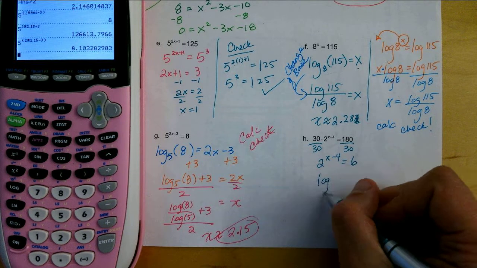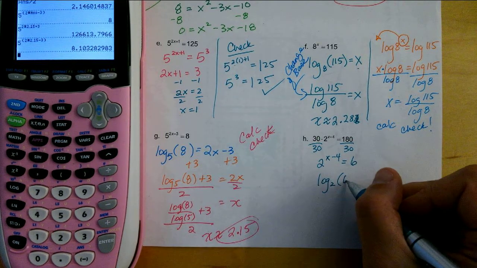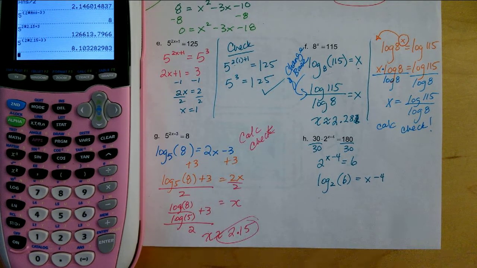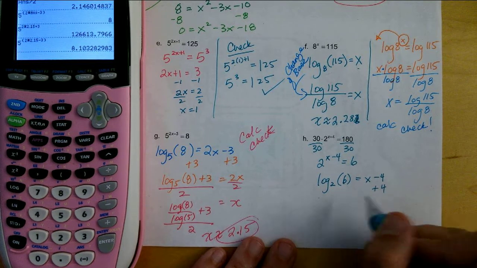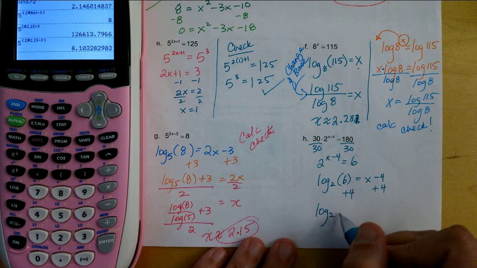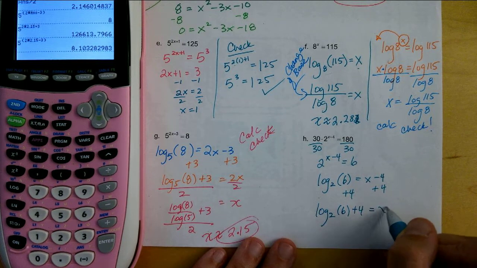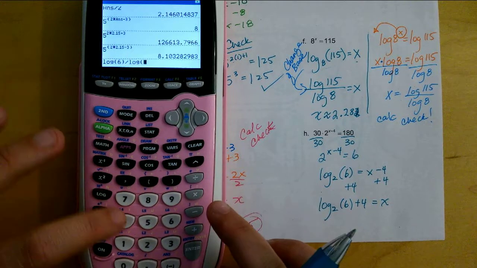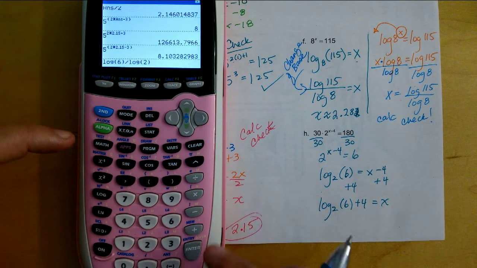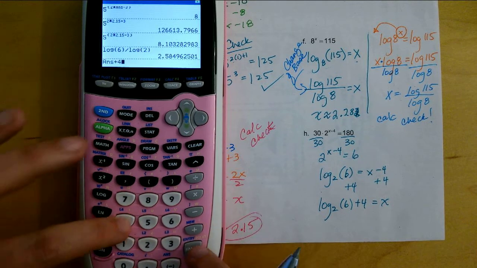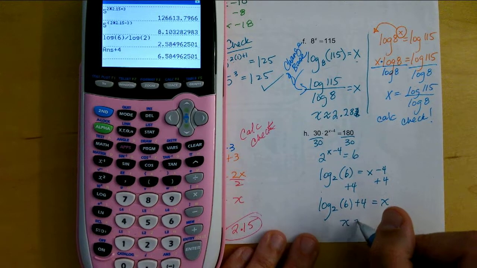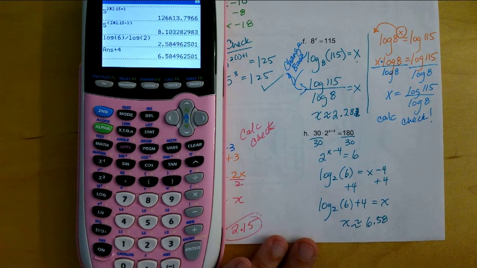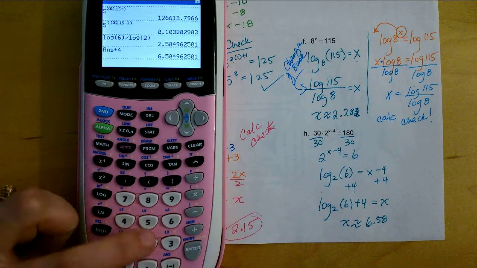Yeah, log base 2 of 6 equals x minus 4. Good. What do I do to both sides to get x by itself? Okay, so your answer is log base 2 of 6 plus 4 equals x. Once you plug that in, log of 6 divided by log of 2 equals that, plus 4 equals that. I get x is approximately 6.58.